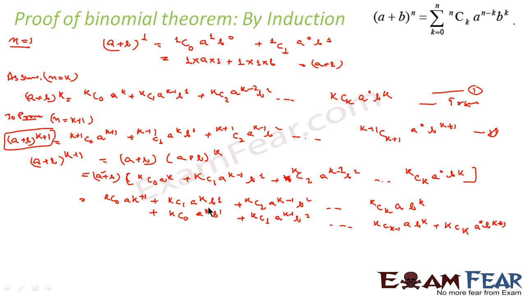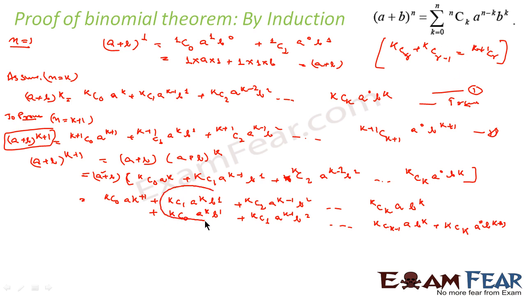Why have I added like this? Because these terms are similar. Now we have a rule. I'll write the formula here because I have a space crunch. The formula is kCr plus kC(r-1) gives k+1Cr. We know this formula: kCr plus kC(r-1) is equal to k+1Cr. We have read this in the combination chapter.